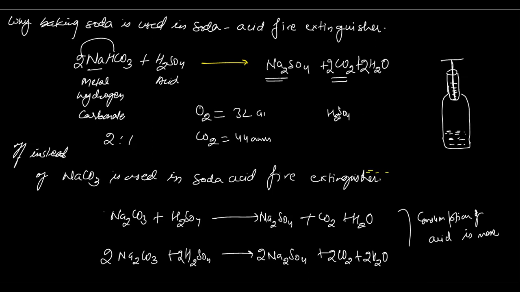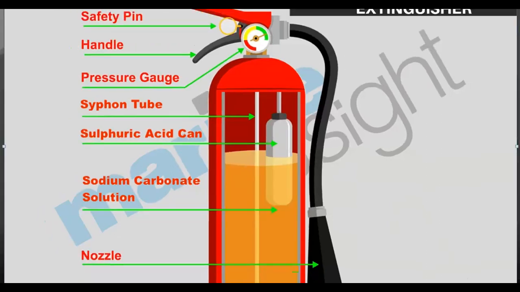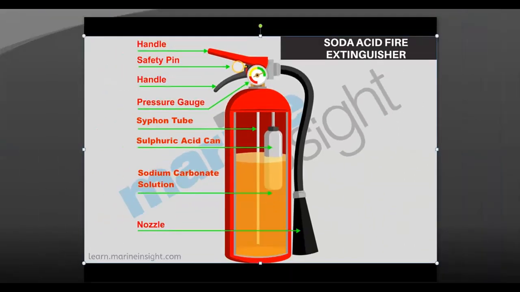Okay, beta. So actually this is the soda acid fire extinguisher image. Okay. So what happened here is that this is the soda acid fire extinguisher. Okay. So we have this sodium carbonate solution here in this one, sodium carbonate solution. Okay. And let me minimize this image first so that you can understand it better.